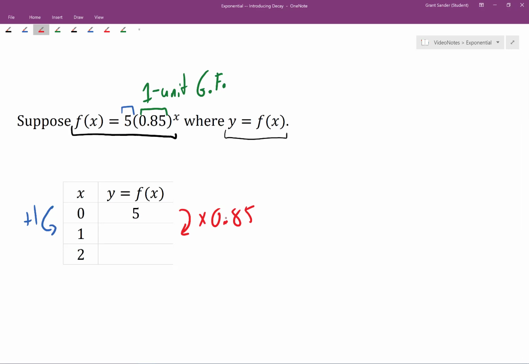So in this case, if x varies from 0 to 1, y starts at a value of 5 and then becomes 0.85 times as large, and 5 times 0.85 is equal to 4.25. And again, if x varies from 1 to 2, a change of 1 unit, then y will again become 0.85 times as large, and so y will be equal to 3.6125.